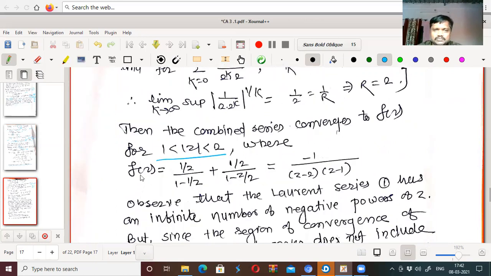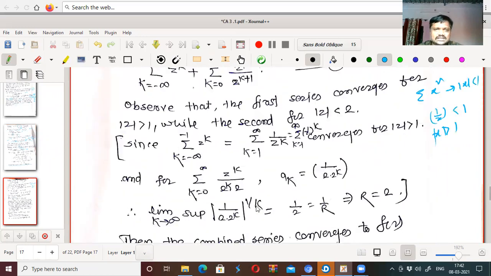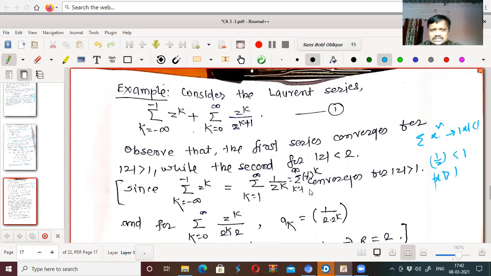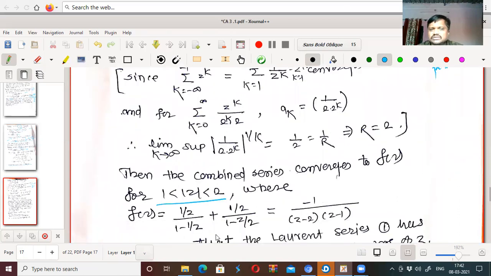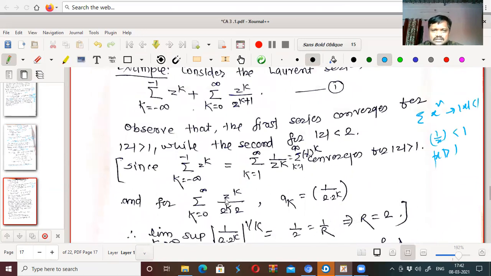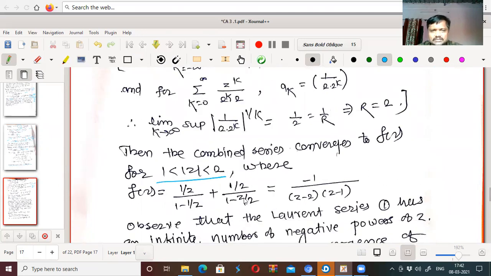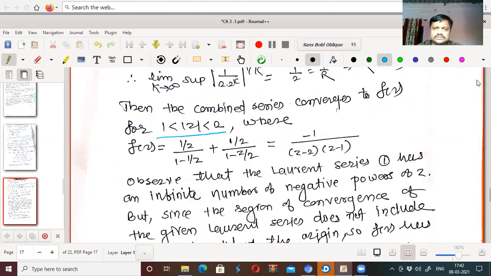Here f of z is 1 by z upon 1 minus 1 by z, plus 1 by 2 upon 1 minus z by 2. This expansion can be written as: 1 by z to the power k can be written as 1 by z upon 1 minus 1 by z, and the z by 2 to the power k series can be written as 1 by 2 upon 1 minus z by 2. If I solve this, you will get minus 1 upon z minus 2 into z minus 1. Now what about this? This f of z has a singularity at z equal to 1 and also at z equal to 2.